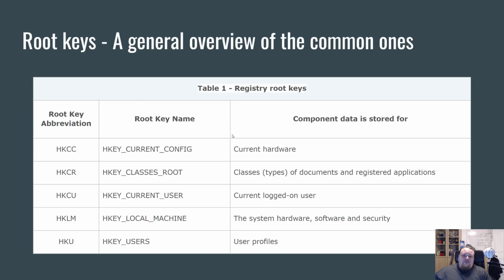So we do have some root key explanation here on the small table. You can basically read it that the HKEY_CURRENT_CONFIG is the current hardware. Next one is the types of documents and registered applications. The one is the current user logged in. The second last is system, hardware, software, security, and the last one is user profiles.